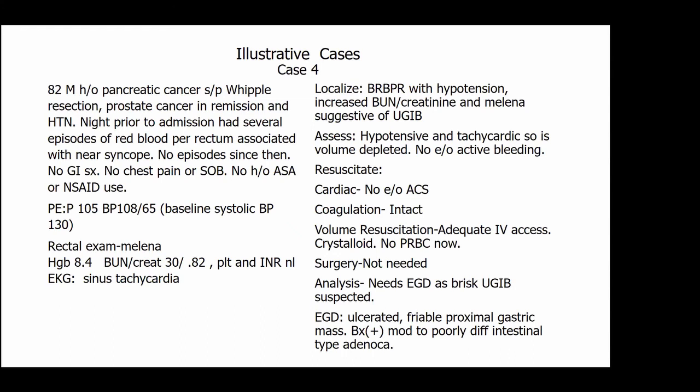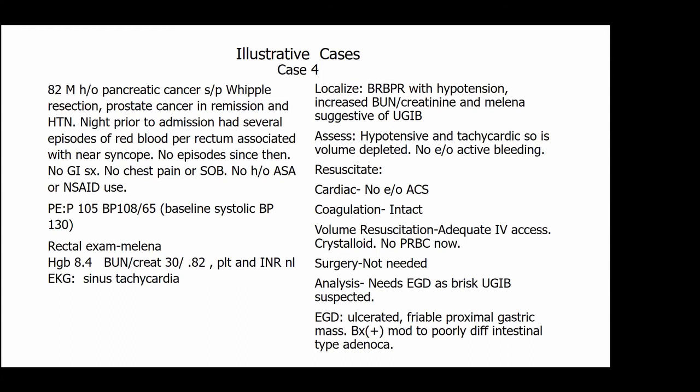So, this is a patient who passed bright red blood per rectum with hypotension and an increased BUN to creatinine ratio of greater than 25, as well as melena. So all this is very suggestive of an upper GI bleed. He is hypotensive and tachycardic, so he is volume depleted. Fortunately, there's no evidence that he's bleeding right now. As far as resuscitation, there's no suggestion of an acute coronary syndrome. His coagulation seems to be intact.